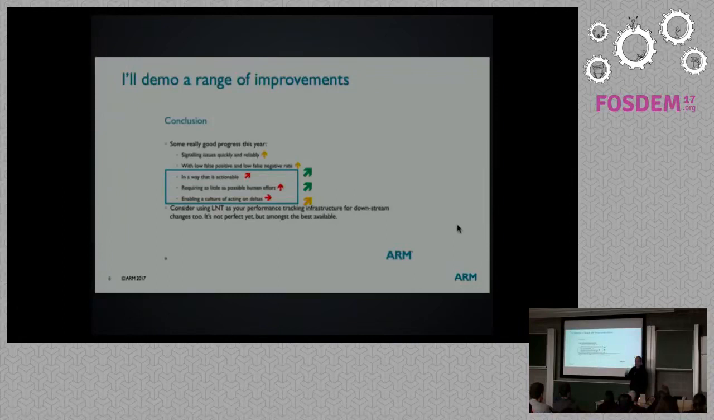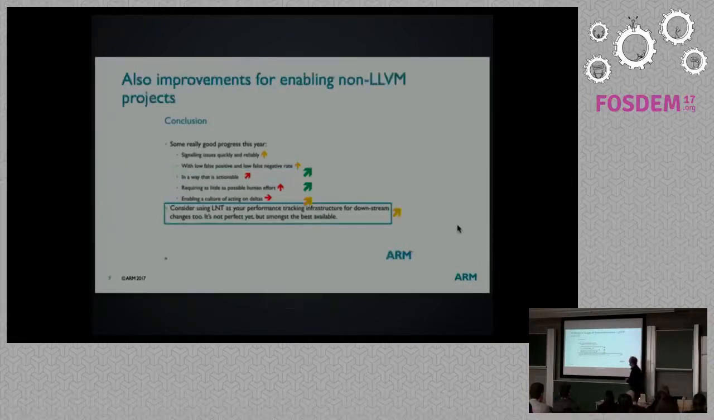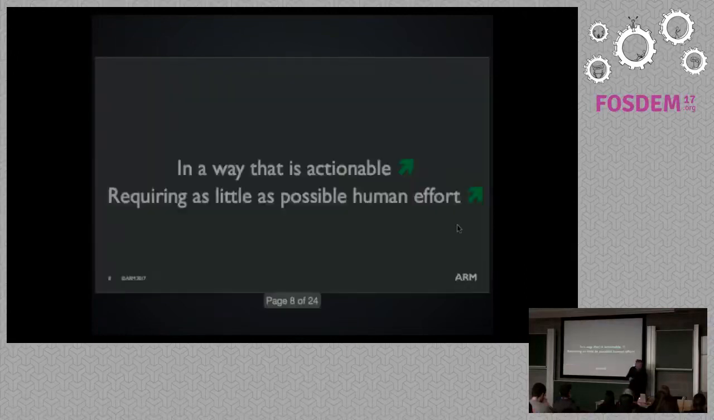Spoiler alert, I think for all three of these, we've made some improvements. I'll show you some details later on. I also ended by saying, consider using LNT as a performance tracking infrastructure. I think since last year, we made it a little bit easier to actually go and do so. I'll give a few more details. So first, on making sure the continuous integration system actually signals things that are actionable and require little human effort.